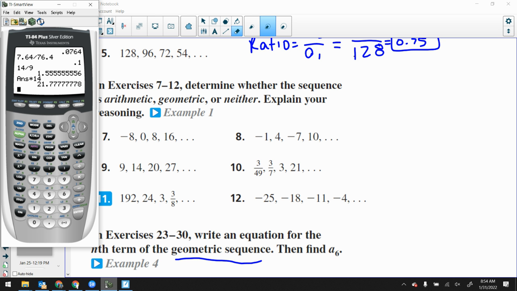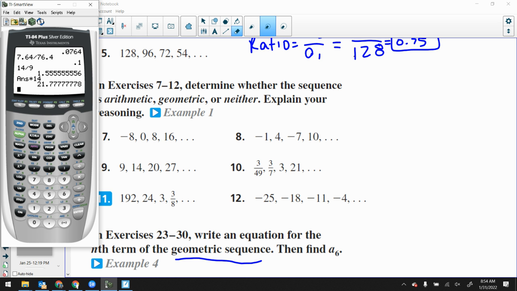I take 3 49ths. I'm going to do this in parentheses. I'm sorry. I guess I could think about it this way. What's the difference between 3 and 21? 18. Is that the same difference there? So it's definitely not arithmetic. I'm not going 18 down to go to 3 sevenths. So this only has the possibility of being geometric.